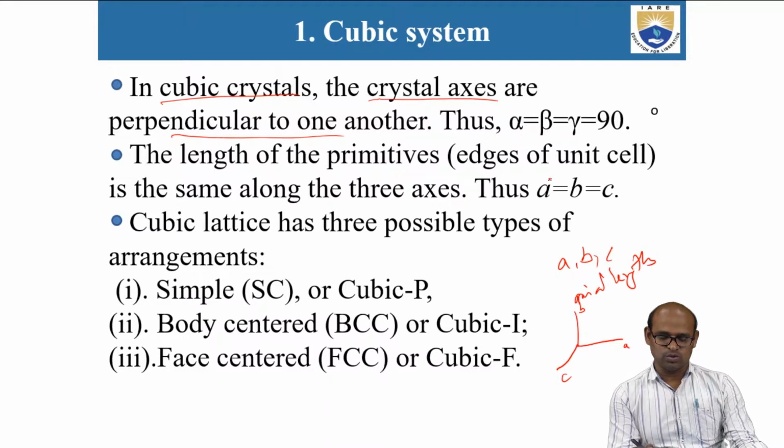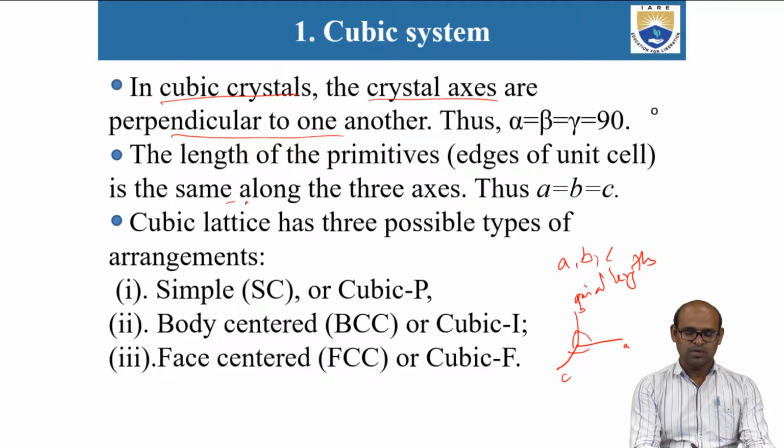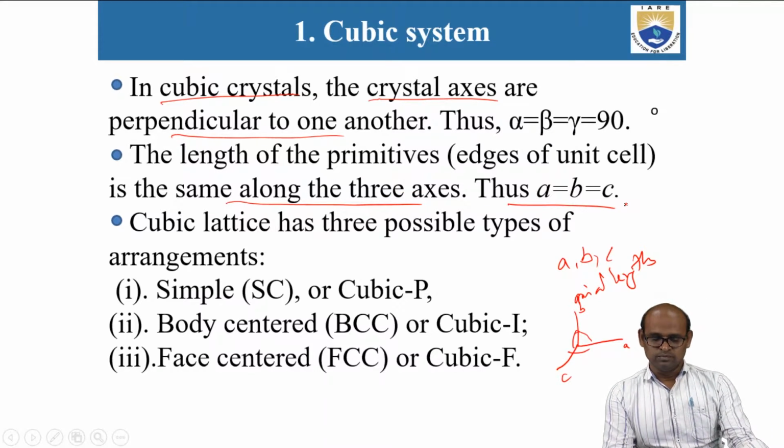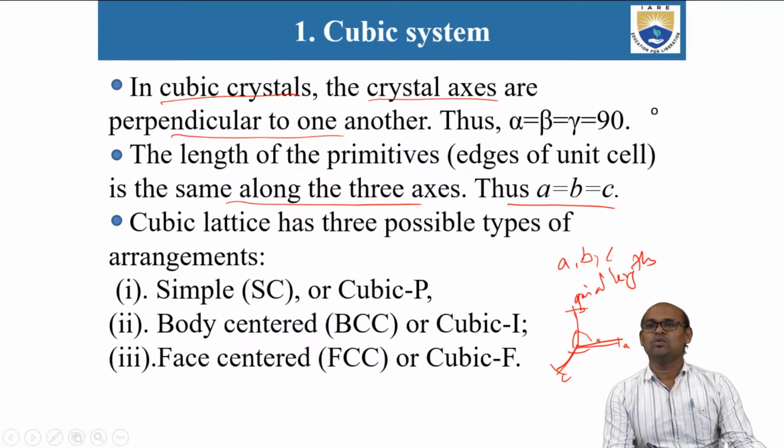Because they are perpendicular to each other, the angle between A and B, the angle between B and C, and the angle between C and A, alpha, beta, gamma, are equal to 90 degrees. All these 3 axes are perpendicular to each other. The lengths of the primitive edges of the unit cell are the same along the 3 axes. So the axial lengths are equal: A equal to B equal to C.